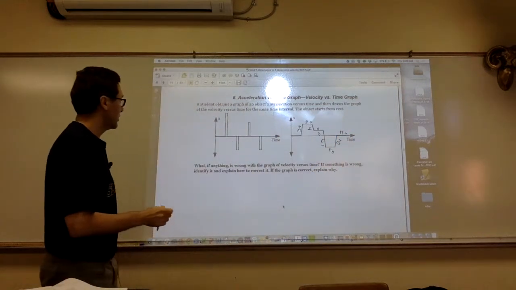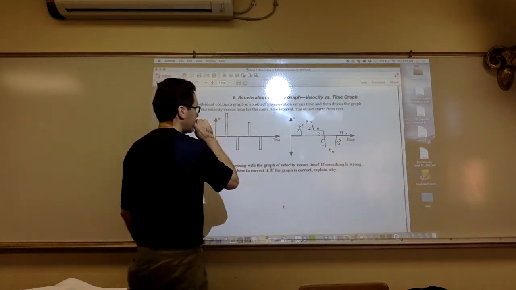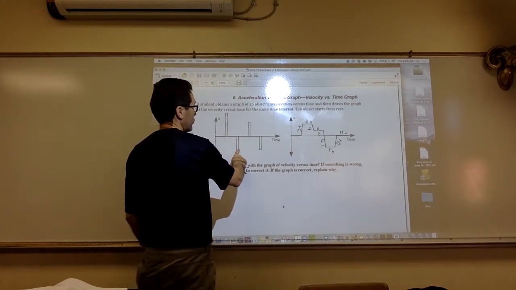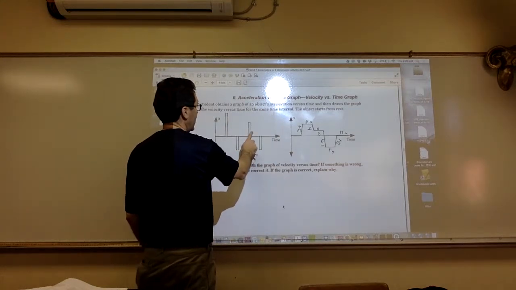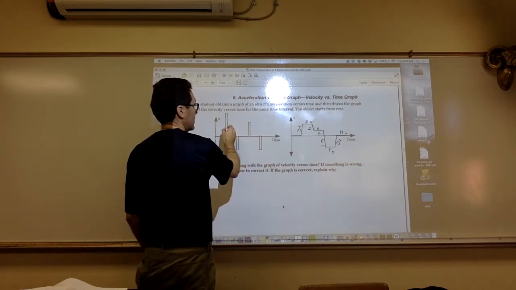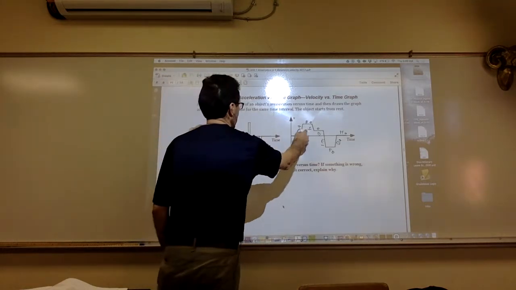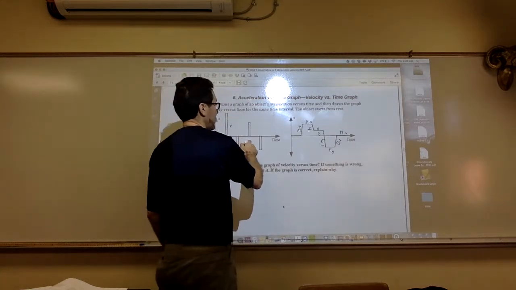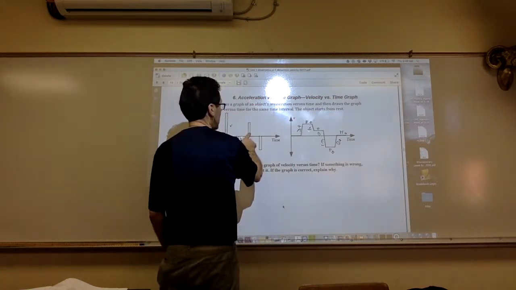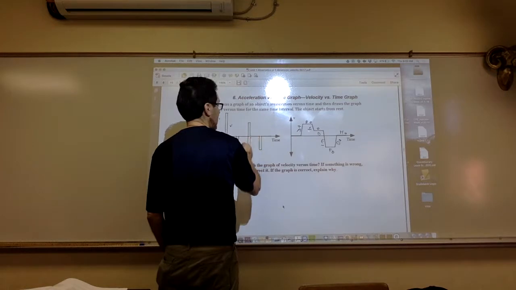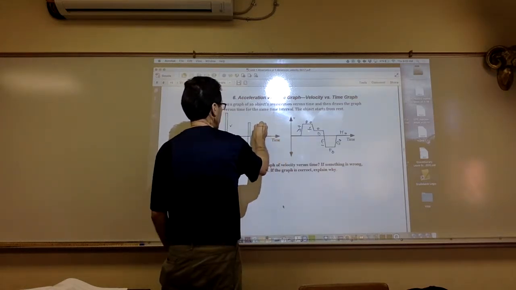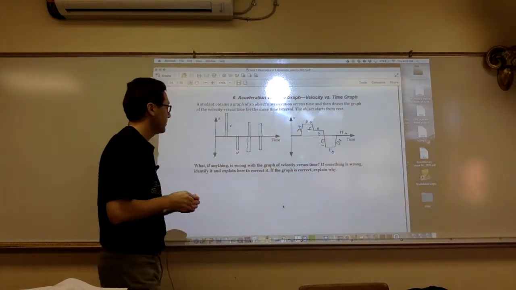So what's wrong with this picture here is, for E, yeah, this part here is good. That's a positive slope. This part here is good. That's a negative slope. This part here is no good. This should be a negative slope, okay? And for the last part, it should be a positive slope. That's what's wrong with it.